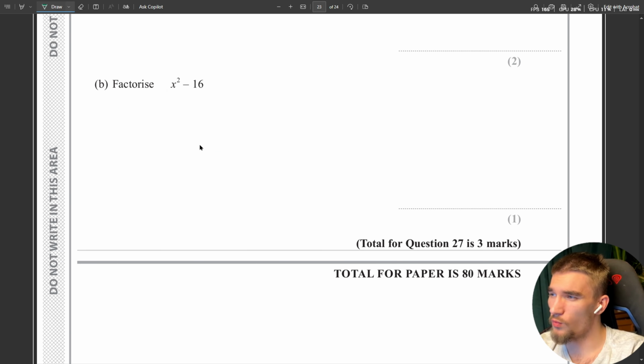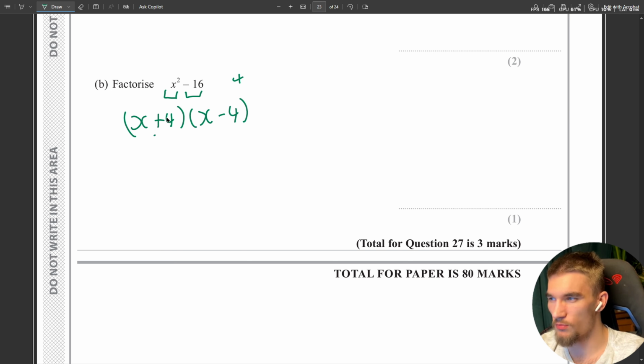So to factorize something, you always look at what these numbers have in common. And in this case, the thing that they have in common is that both of these are square numbers. Because you should know that 16 is 4 times 4, right? That gives you 16. And x times x gives you x squared. So basically, once you notice that both of these are square numbers, all you have to do is x plus 4 times x minus 4.